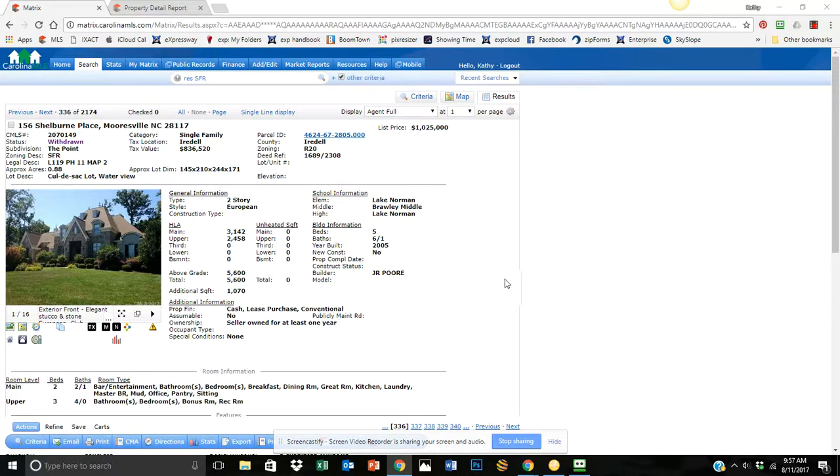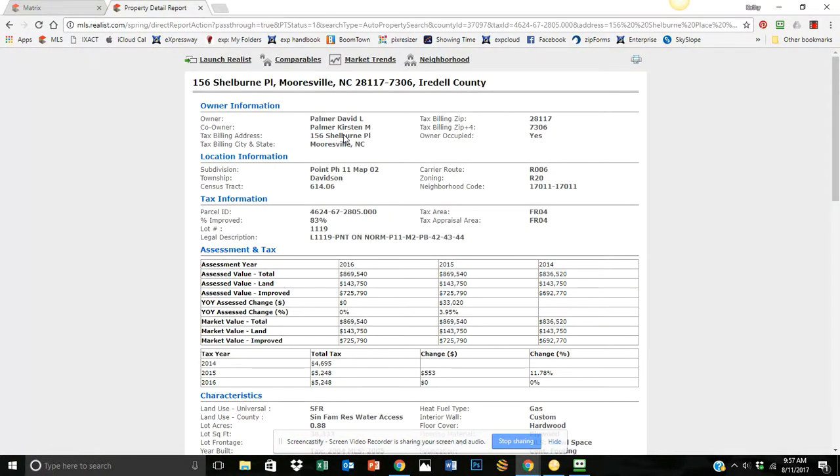So just so you know how to access it really easy when it relates to your property, you just go to the MLS and right here in the parcel ID, this is highlighted as you can see, I will click on that. And let's say I'm going on a listing appointment.